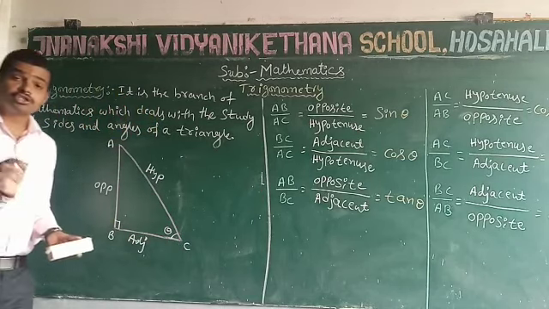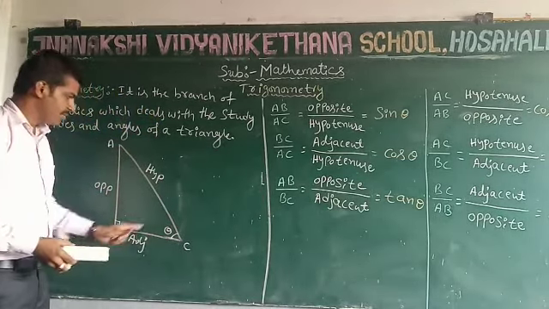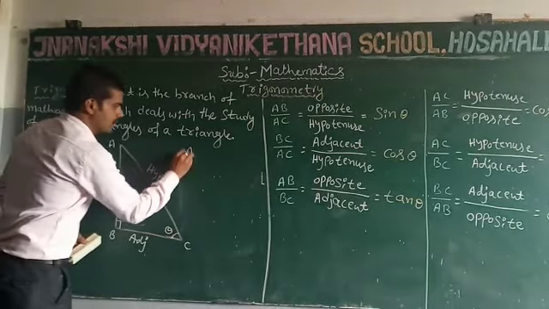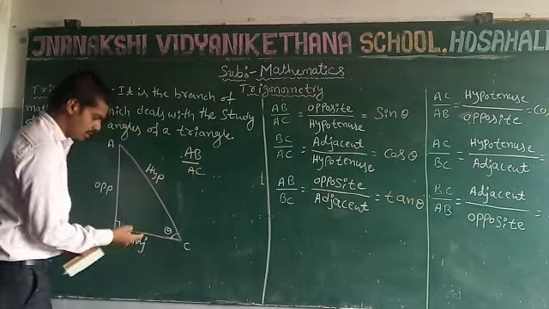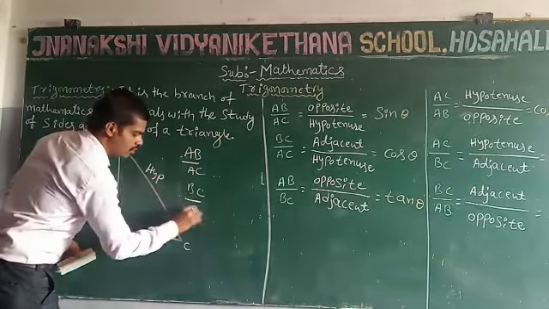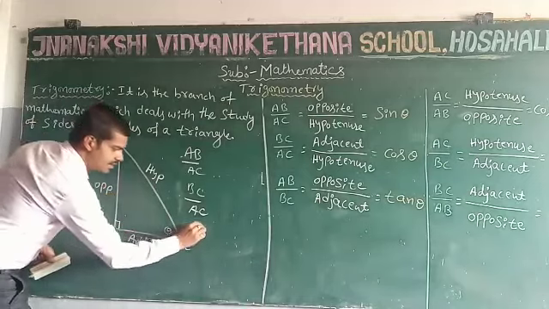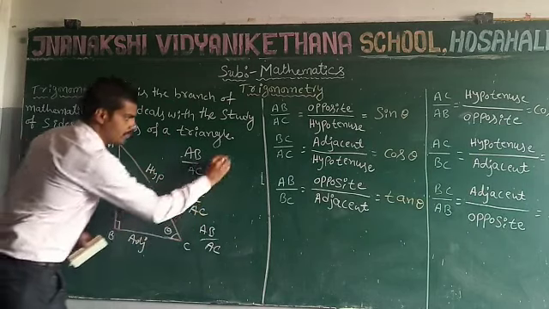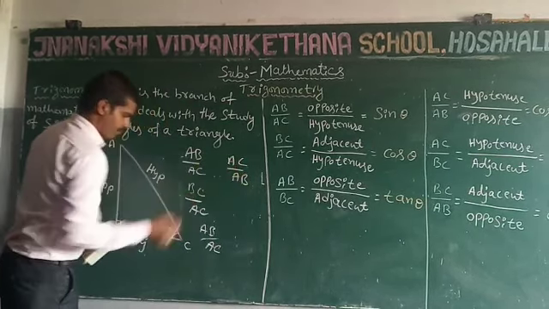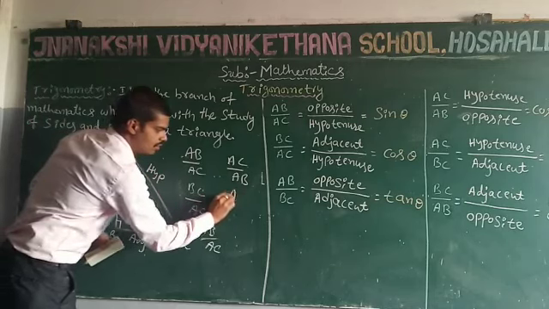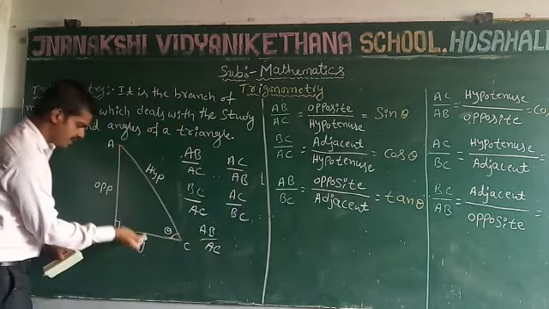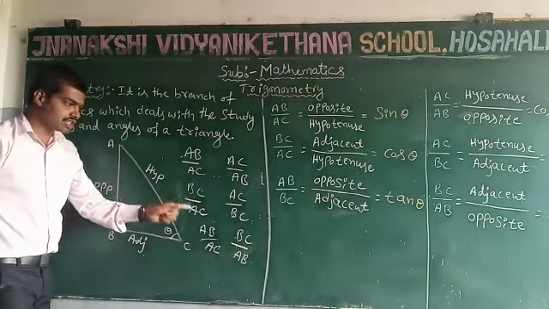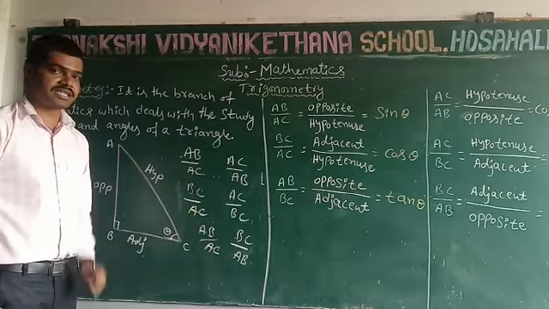For the triangle ABC, write the possible ratios of the sides. AB by AC. Next, BC by AC. Next, AB by BC. Next, AC by AB. Next, AC by BC. BC by AB. Is there any other ratio possible? No. These are the 6 ratios.